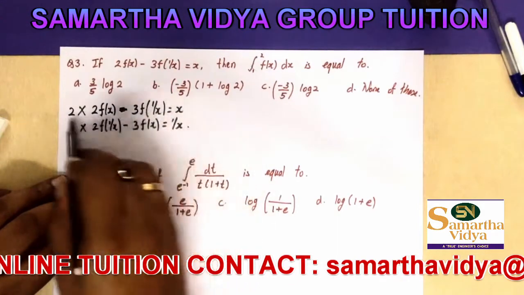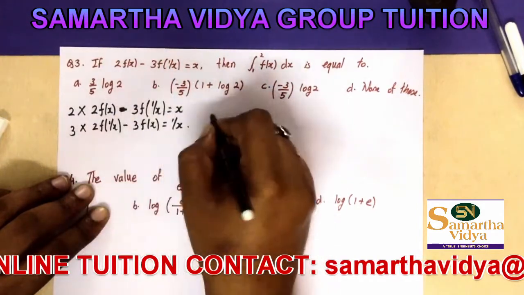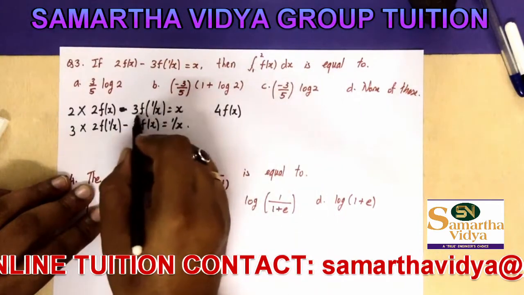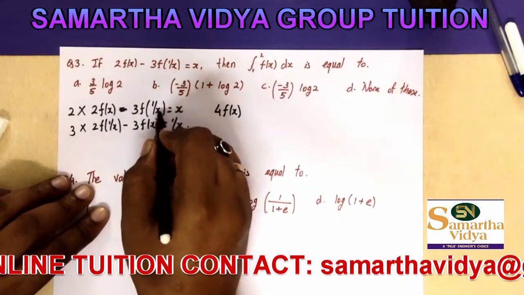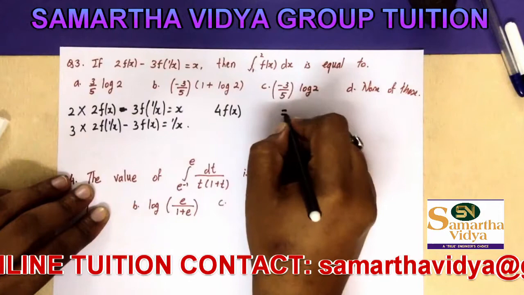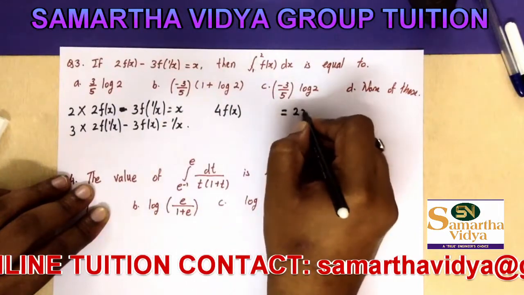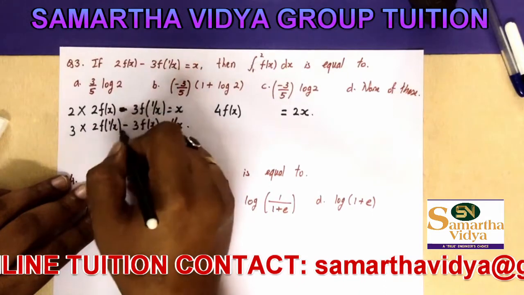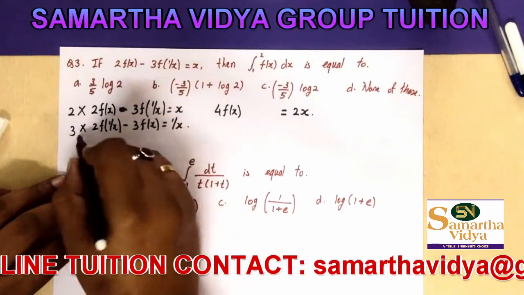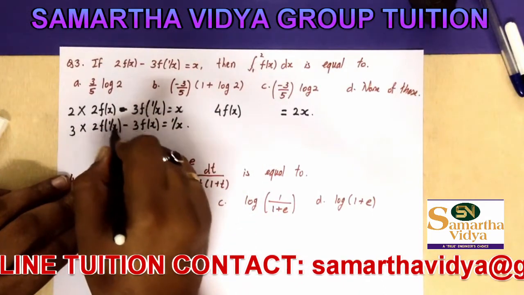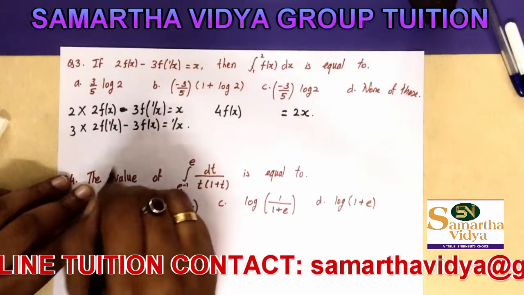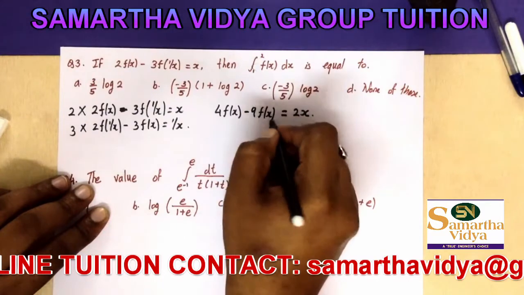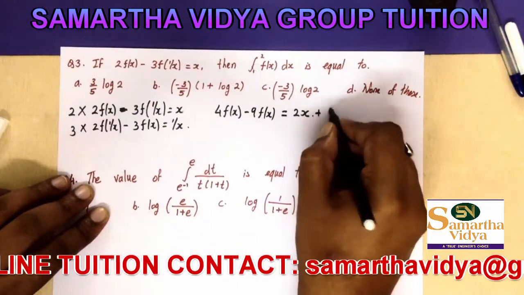If I multiply this by 2, I will be getting 4f of x minus 6f of 1 by x, and on that side I will be getting 2x. And I am going to add it with this, because this also becomes 6f of 1 by x, which gets cancelled out, and minus 9f of x and plus 3 by x.